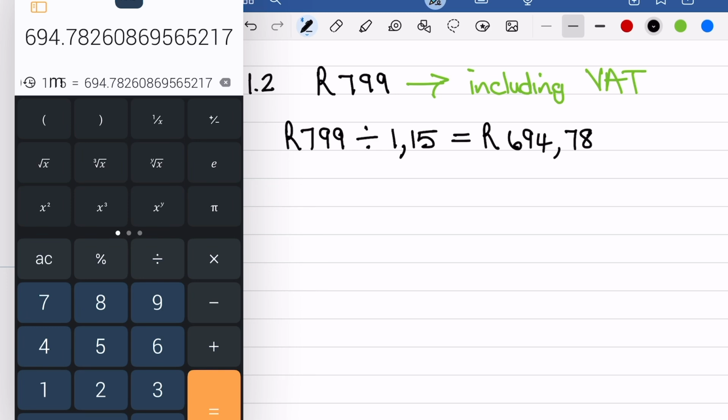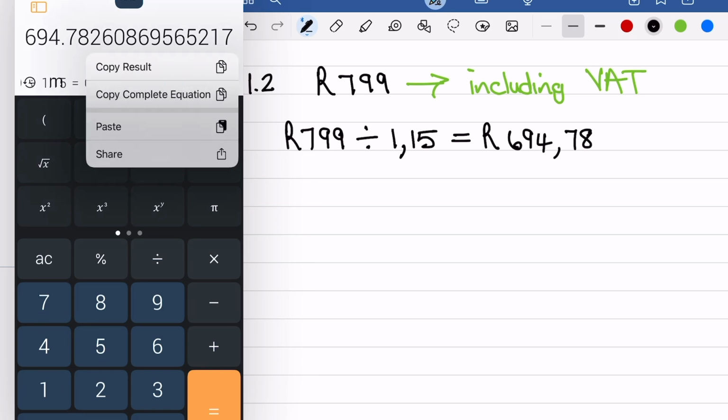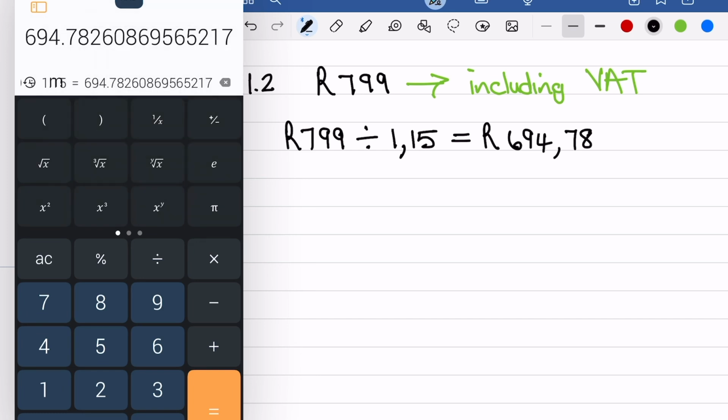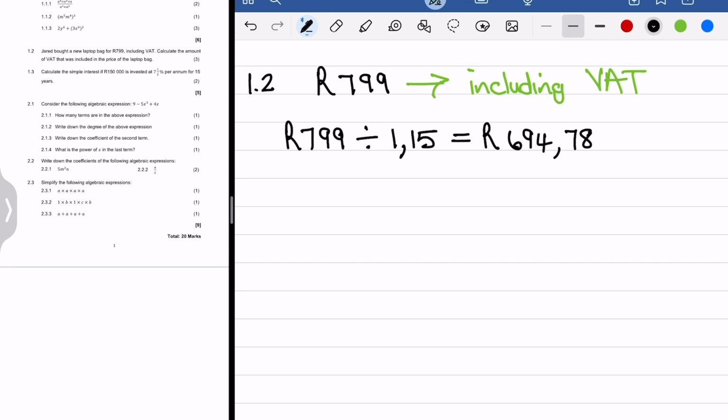Notice on the calculator screen here on the left that we have 78 cents as our first two decimal digits, and the third decimal digit is 2, which means if I had to round that to 2 decimal places, then the 78 will remain 78. Okay, so make sure you round off properly. Now, what does this mean? We now have an amount that is excluding VAT. So we were able to calculate this amount by dividing by 1,15.